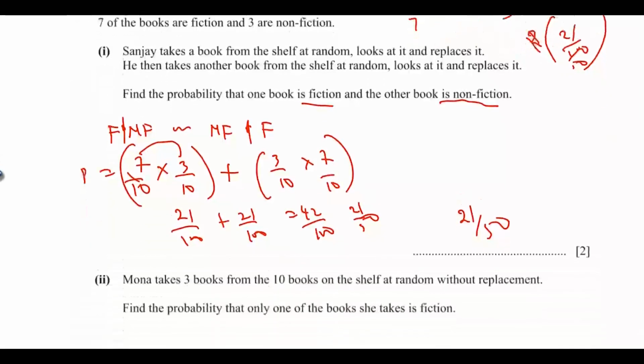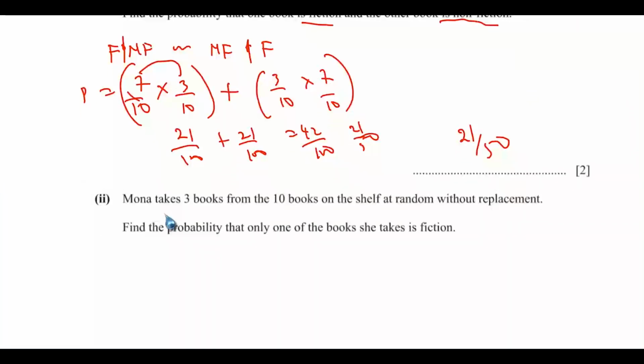Okay, Roman figure 2, Mona takes 3 books from the 10 books on the shelf at random without replacement. Find the probability that only one of the books she takes is fiction. Okay, so in this case, we're going to have 3 ways. Okay, so this is done without replacement. So we have the total to be 10, and she takes 3 books. So I want to find the probability that only one of the books she takes is fiction.